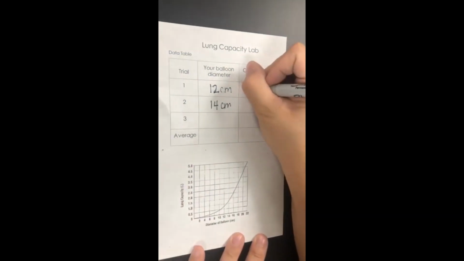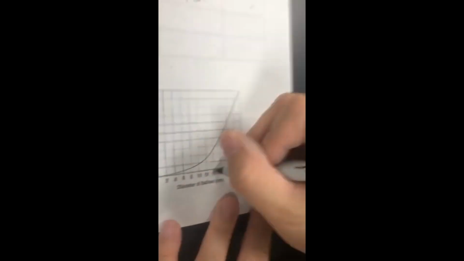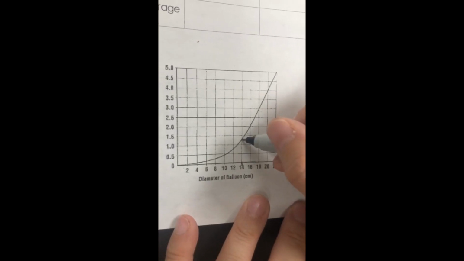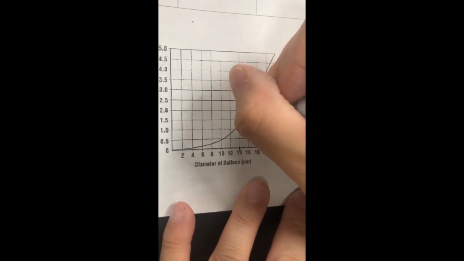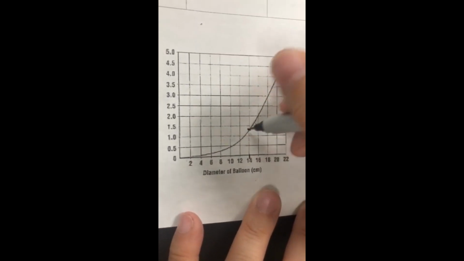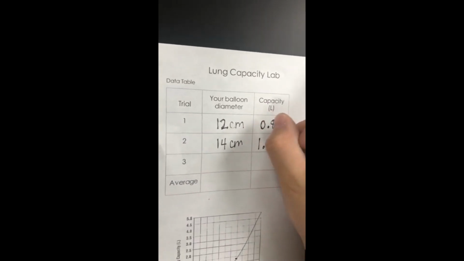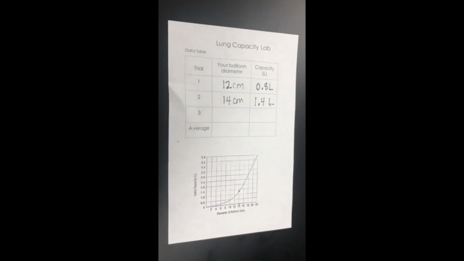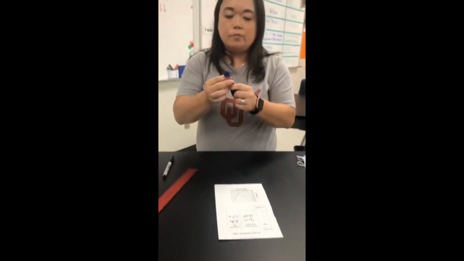Okay? And then I'm going to look at the graph down below and see at 14 centimeters what the lung capacity is. So where the line meets, it's about right here. So that's about 1.4, so I'm going to write 1.4 liters. Okay. And then I'm going to do this one more time. I'm going to get 3 trials, so let's get my third trial.